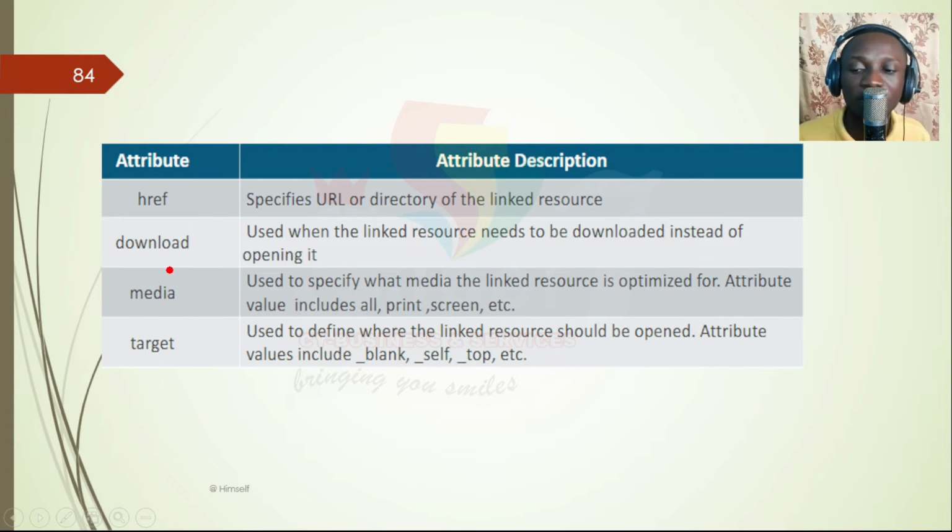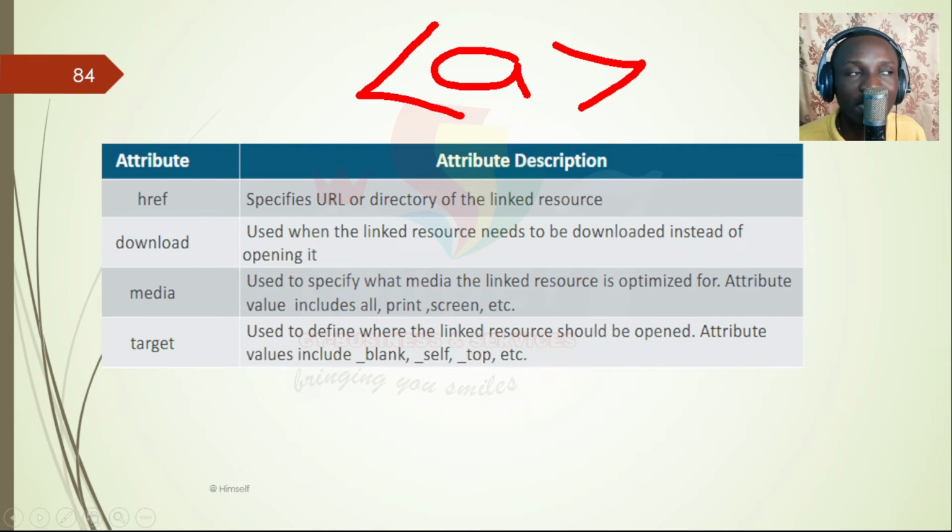Apart from the href, the A element has other attributes, and the second one is called download. So once I write download, like what we did with hidden, once I add download to my link, then once somebody clicks on it, the particular object is downloaded for the person. And then we have media and target.